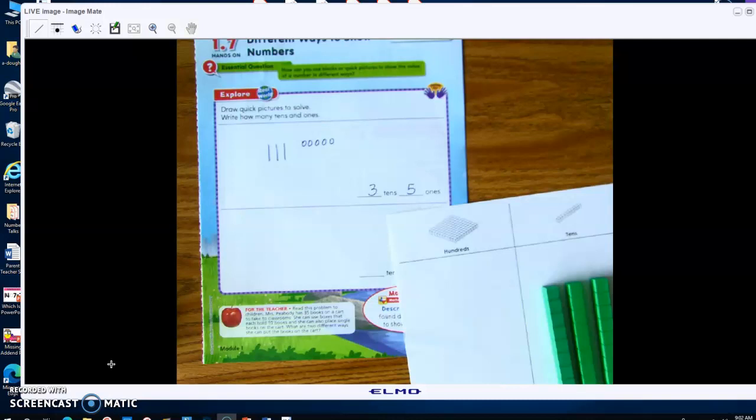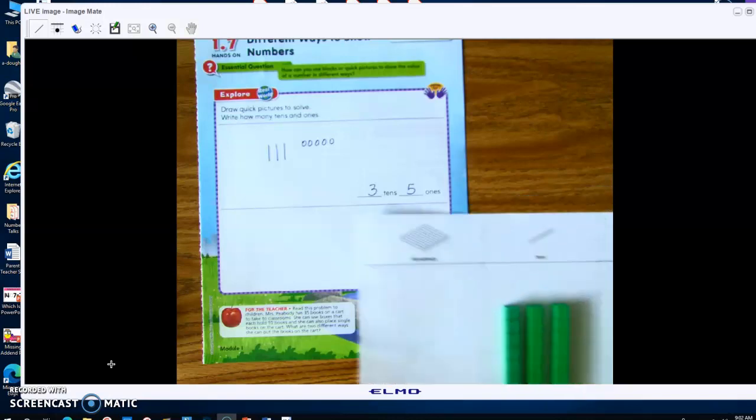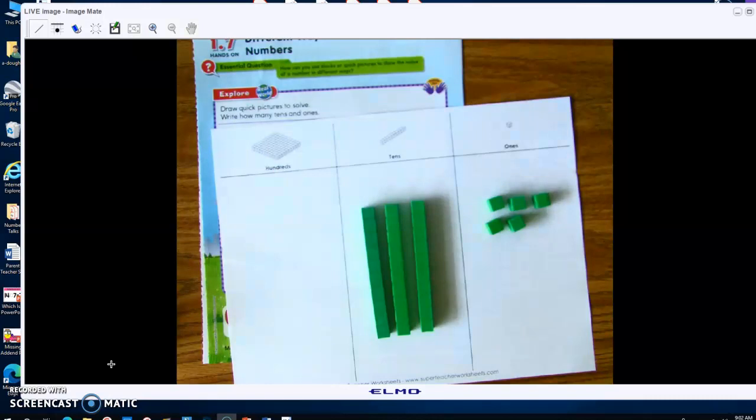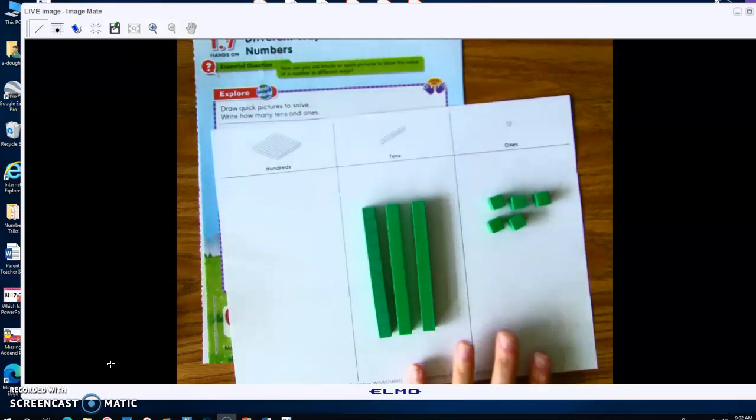Now, there's a different way that we can do 35. What could I do here to change it and still show 35? Emsley? What's another way that I can show 35 instead of 3 tens and 5 ones? You forgot? Grant. Well, we could do expanded form, but I'm talking about showing our blocks. Cooper.